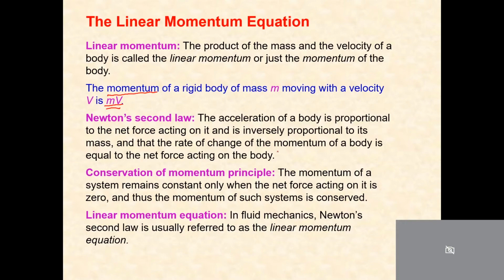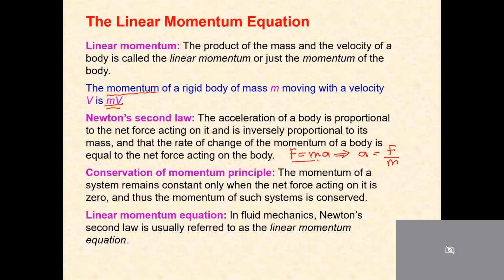So Newton's second law is the one that we use most of the time, where F equals ma, and from here you can get that a equals F over m. These principles explain that the acceleration is proportional to the force F, and inversely proportional to the mass. So the rate of change of the momentum of a body is equal to the net force acting on the body.